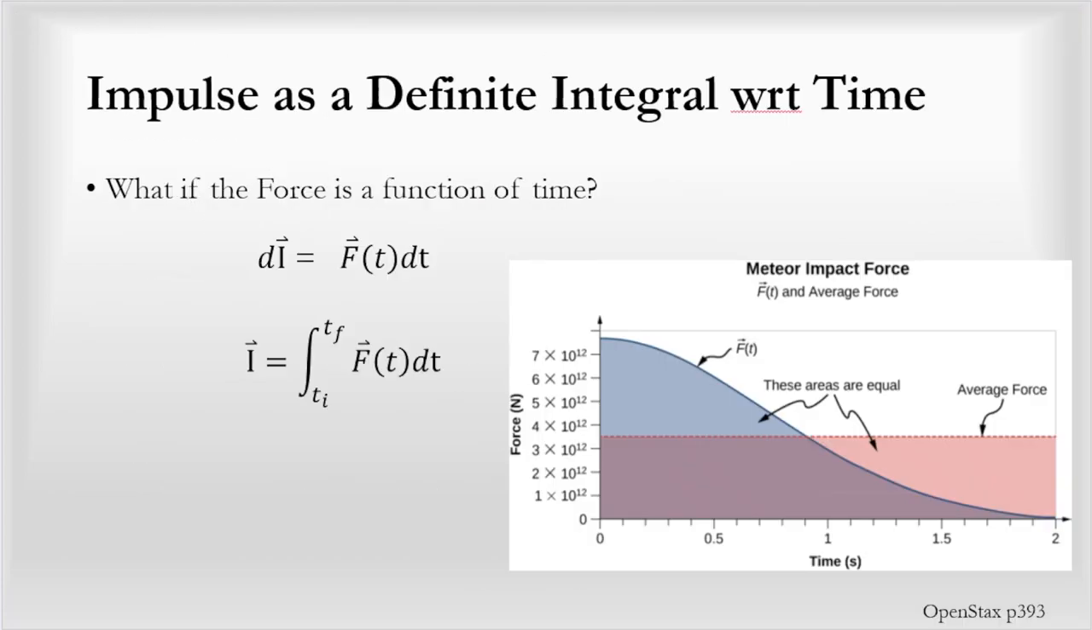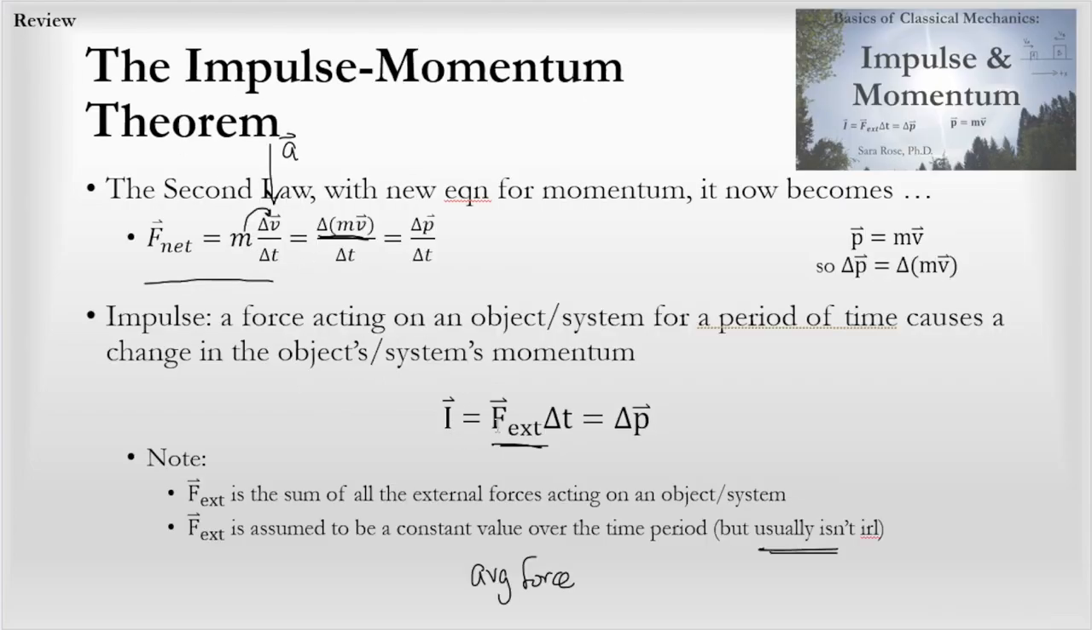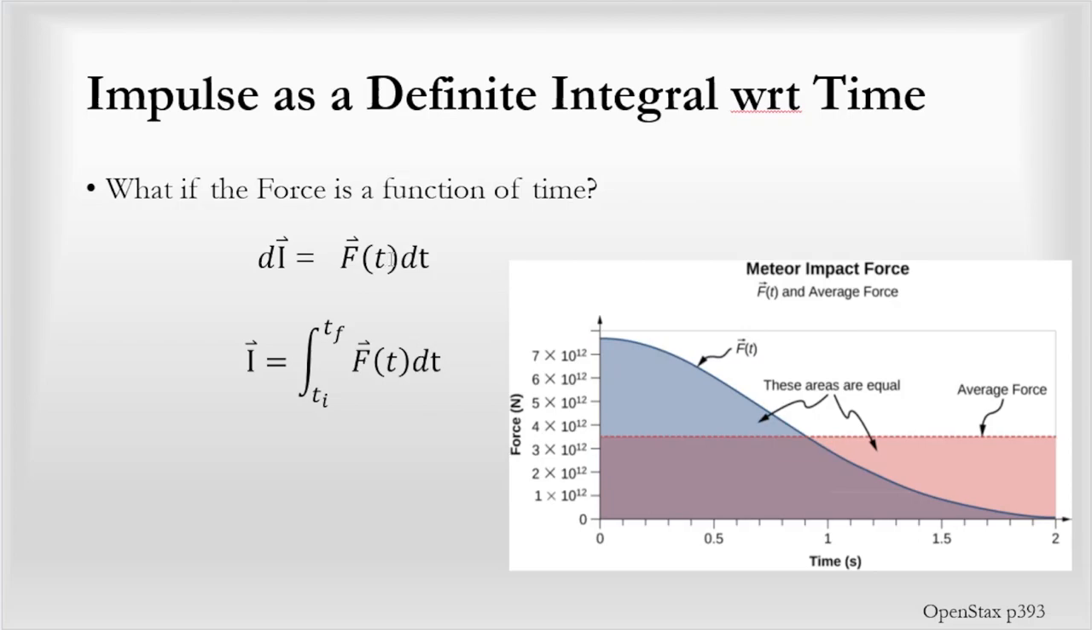If I start from Newton's second law and I get that impulse is an external force over a change in time, or the differential of the impulse is a force over a period of time, then I can turn that into an integral. If I integrate both sides over the variable time, I have an initial time and a final time, and I'm going to sum up the force over a period of time. And this lets us consider if the force is not constant over a period of time.